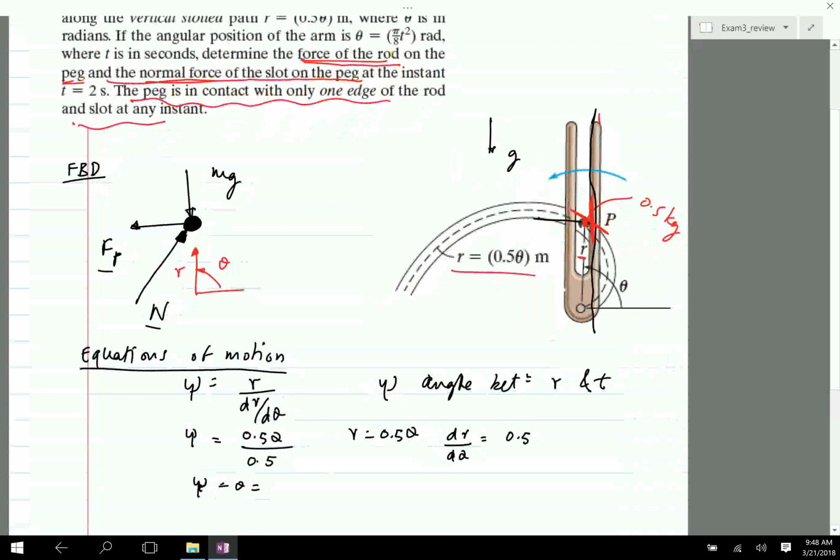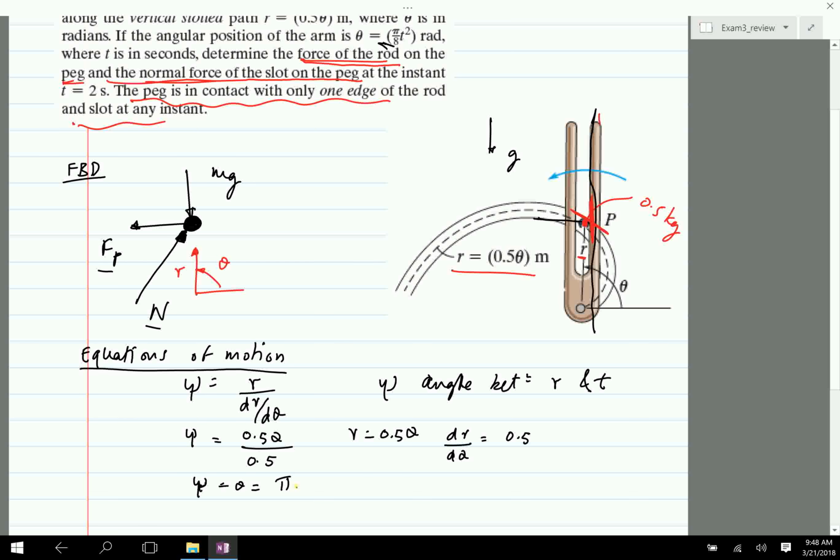Do I know anything about theta? Well, I know theta is pi by 8 t square. I need to know psi at t equals 2 seconds. So t equals 2 seconds at pi by 8 times 2 square. It comes out to be pi by 2. That's interesting. It's 90 degrees. Oh, sorry. It's tan psi. My bad. The formula is tan of psi.